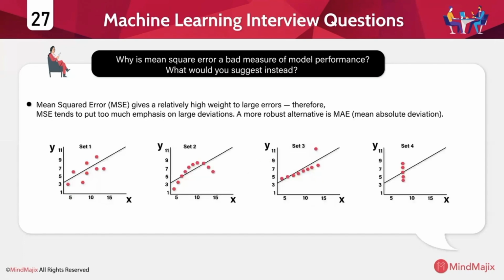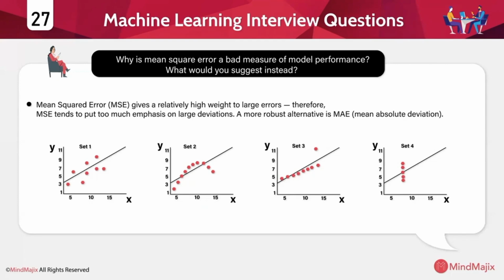Question number 26: why is mean square error, or MSE, a bad measure of model performance, and what would you suggest? Once they ask you this, mostly people who are not aware of these concepts say that MSE is the good one. But in the correct way, MSE is not a good one. So you have to be clear about that.